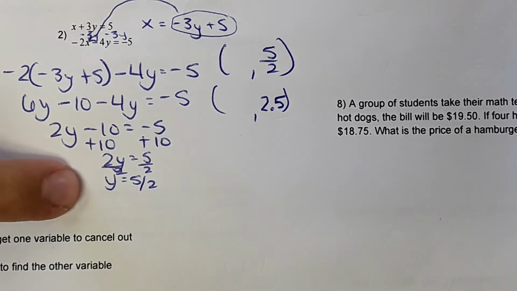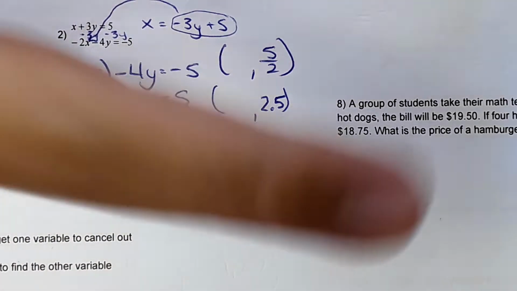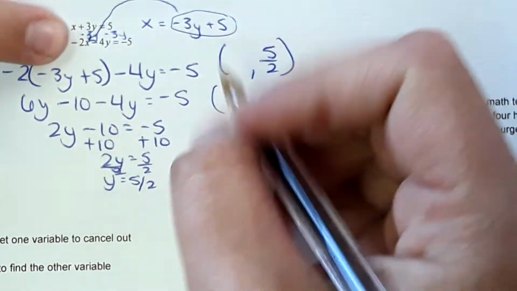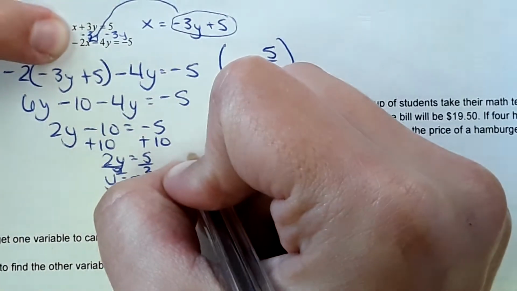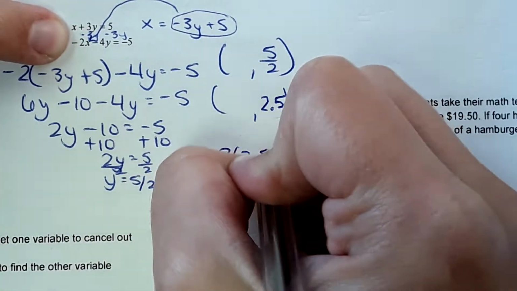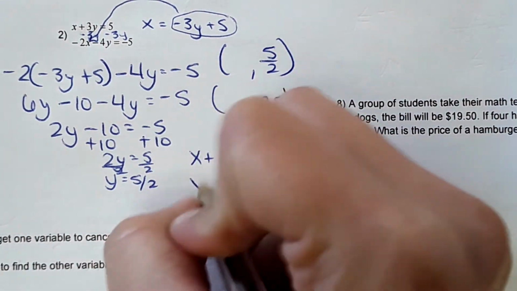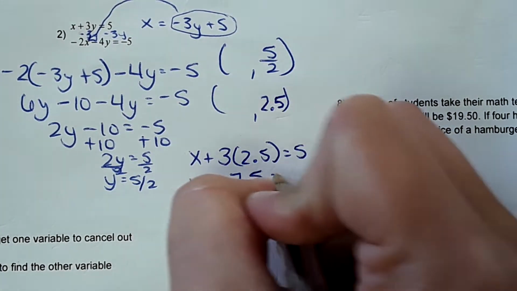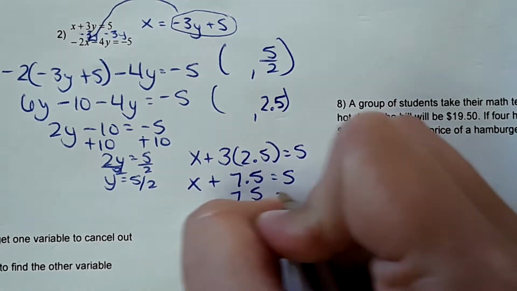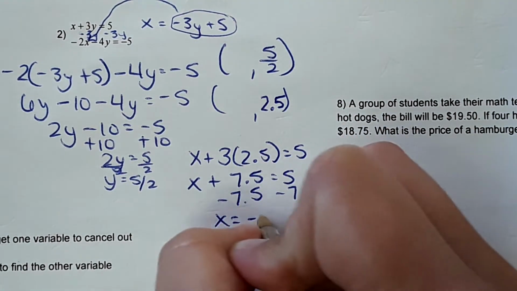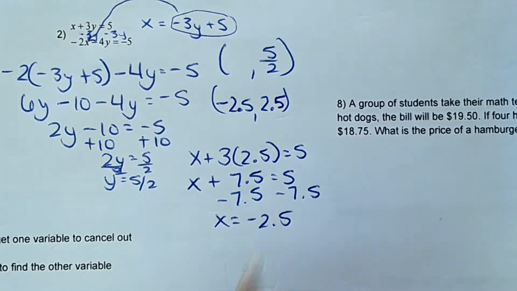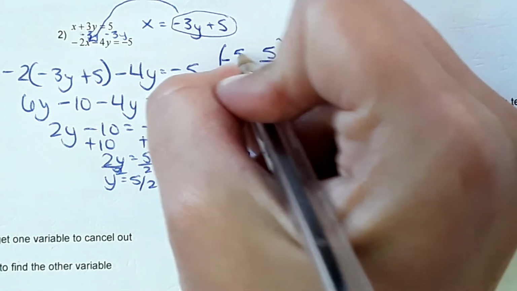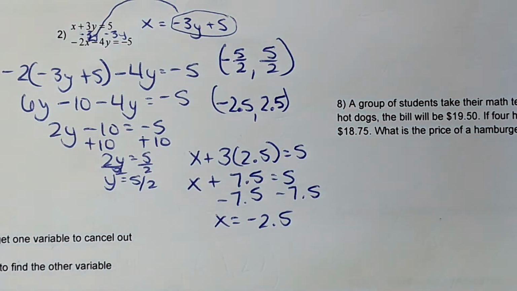And then once we have y, we need to solve for x. Now, I prefer to work with decimals than fractions, so I'm going to use the decimal when I plug it in. And just choose one of the equations, it doesn't matter which one. So x plus 3 times 2.5 equals 5. And we get negative 2.5 or negative 5 halves or negative 2 1/2, however you want to write that.